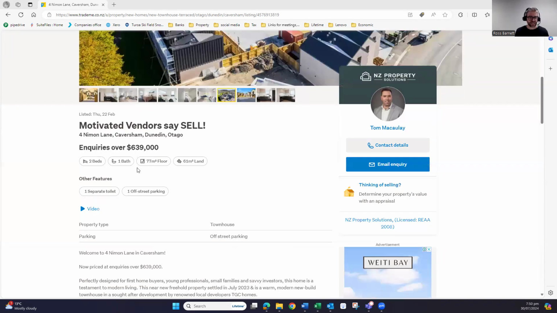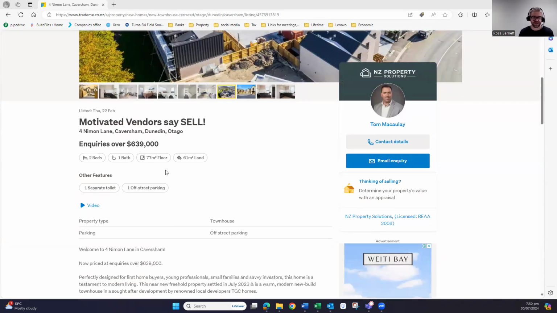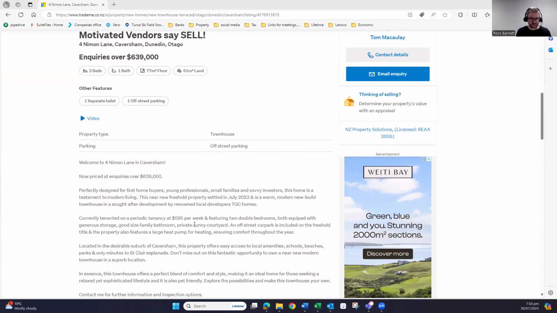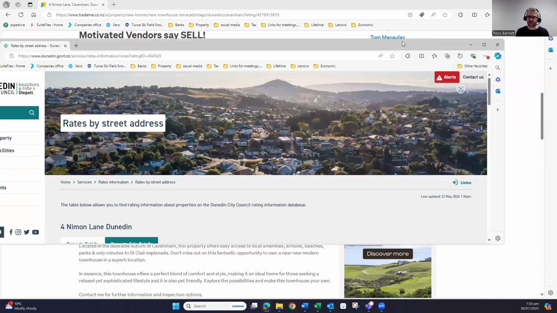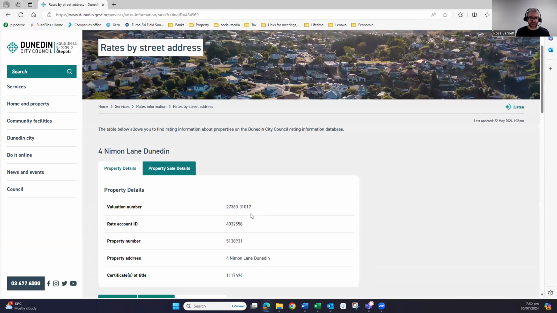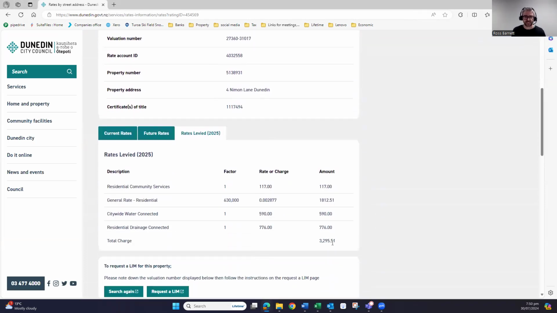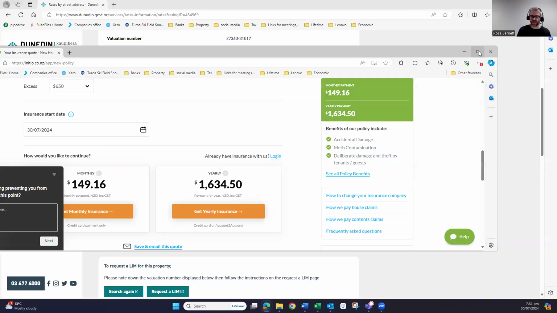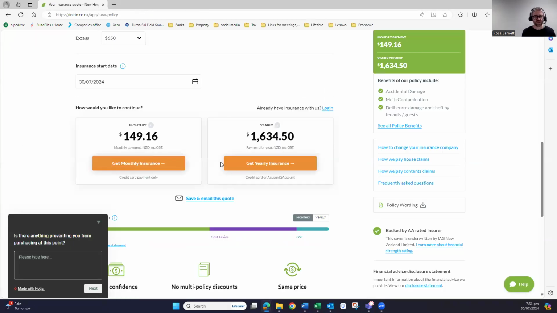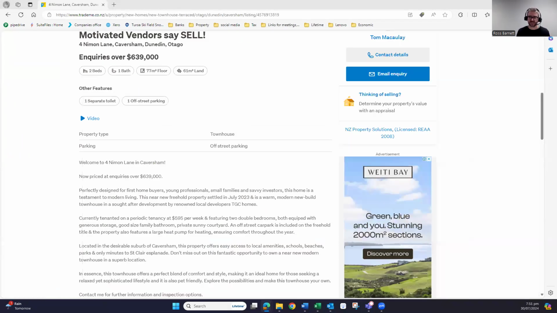But we've basically got a two bedroom, one bathroom, 77 square meter, $639,000 property. Apparently it's rented for $595 a week. I had a quick look at the rates for Dunedin and I could pick up what the rates look like, which was cool. I could look at the future levies and see it's about 3,300. I had a quick look on a website and you can get a quick idea of what a quote is for insurance, about 1,600 in this case. So it helps me start to put together those numbers.